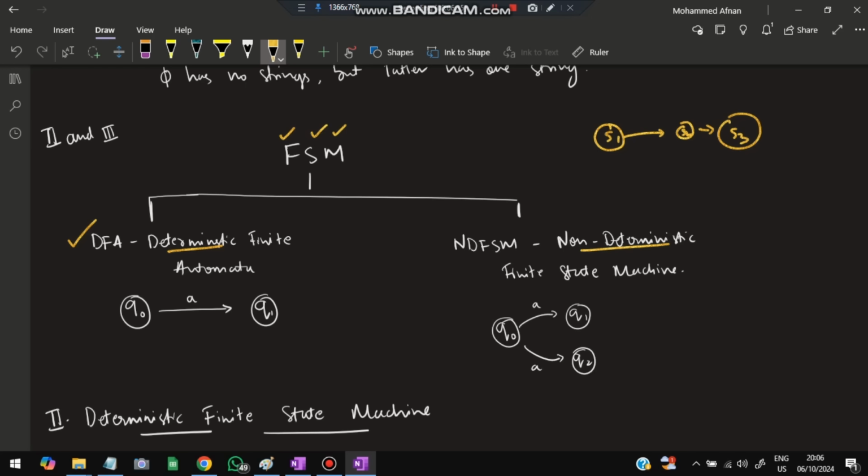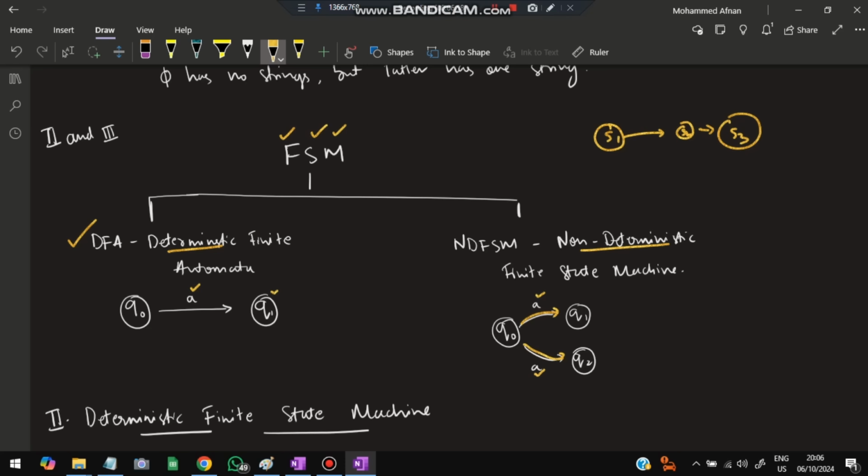Non-deterministic finite state machine means from Q0, if I take A, it can either go to Q1 or it can go to Q2. It is not deterministic. It has multiple possibilities. Multiple outputs are there for the same transition. That is called non-deterministic. In deterministic, for one transition, we have only one final state. So those are the two categories.